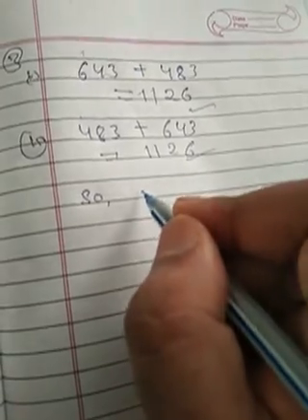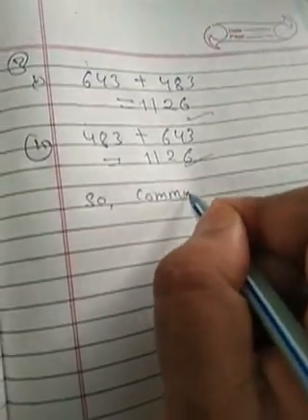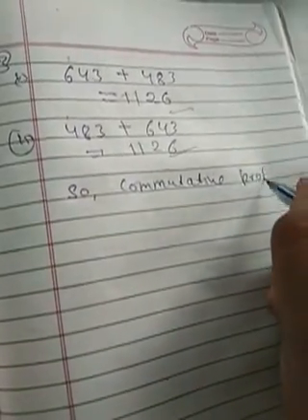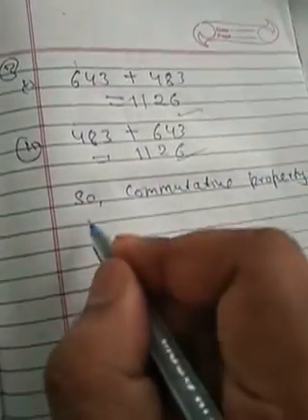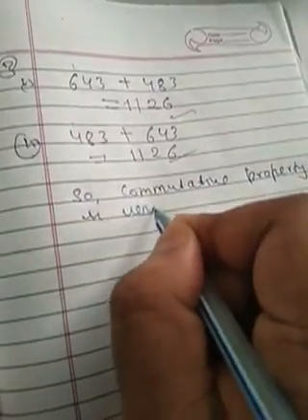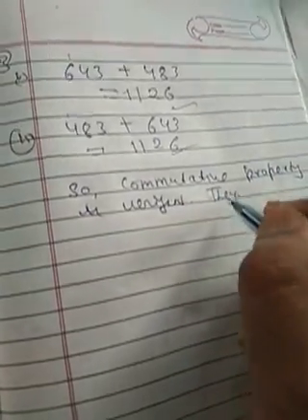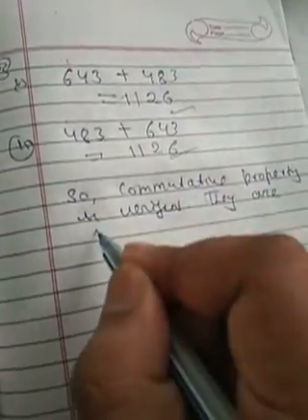Now so commutative property is verified, they are same.